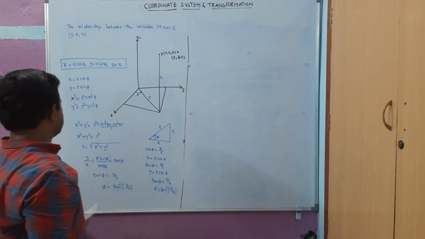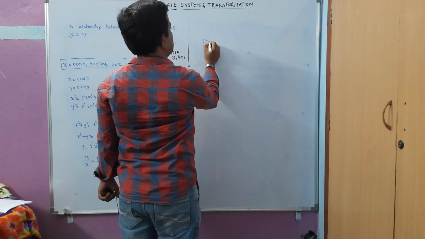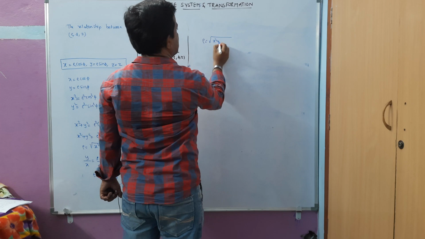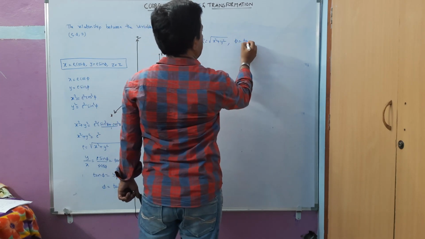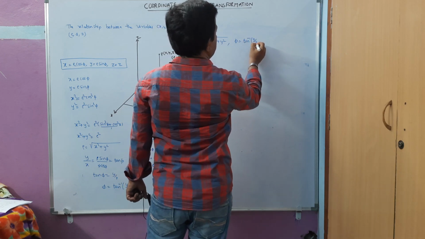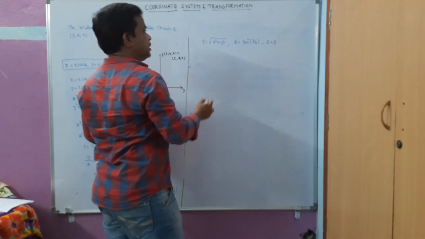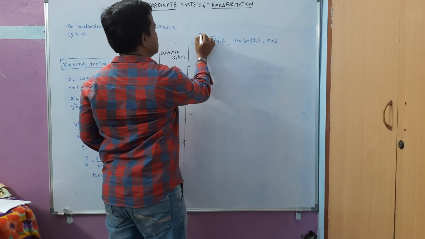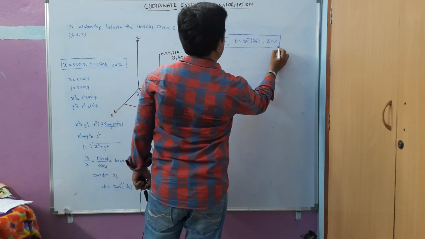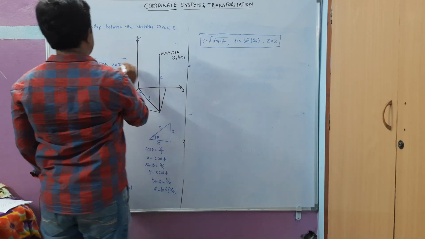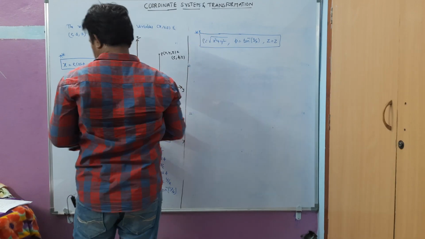Now we will write this. What is rho here? Rho is equal to the square root of x square plus y square, and phi is equal to tan inverse of y by x, and z is the same. There is no change in z between the Cartesian, that is rectangular, and the cylindrical coordinate systems. These are the two sets of equations which give the relationship between x, y, z and rho, phi, z.